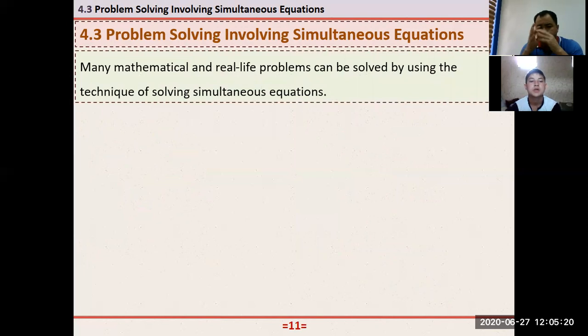Simultaneous equations. Many mathematical and real-life problems can be solved by using the technique of solving simultaneous equations. Technique of solving. Technique. Many mathematical and real-life problems can be solved by using the technique of solving simultaneous equations.